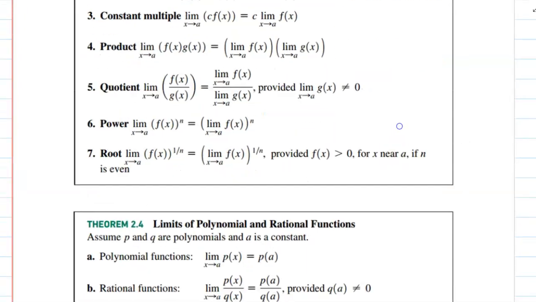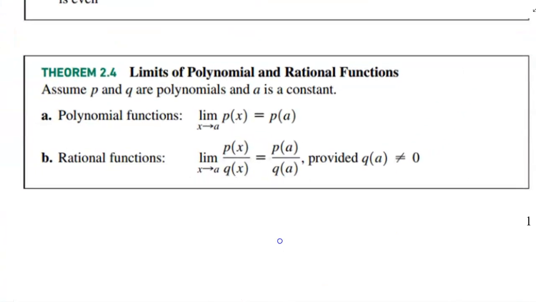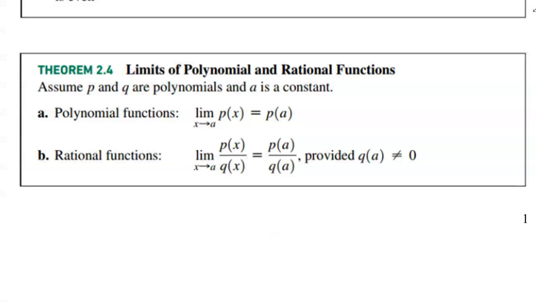Okay, so that is part of what this 2.4 theorem says. As long as you are dealing with polynomials, then the limit will exist. Polynomial being an equation of any length that has whole number exponents. So as long as you have a whole number exponent, that counts as a polynomial, and all polynomials are continuous. As long as we have continuous, then we're good.